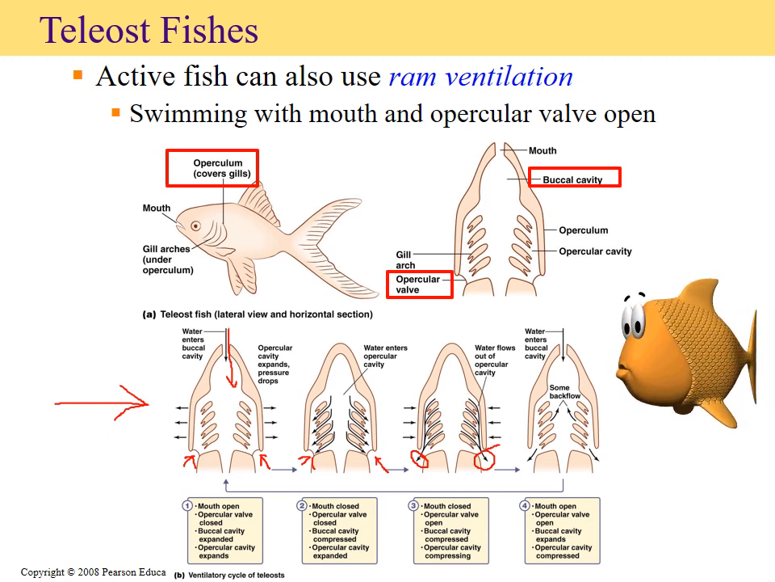Now, if you see the term ram ventilation, that usually indicates that you're looking at an organism that is utilizing respiration by keeping both the mouth and the valve open. So water can literally flow in, go through the gill pouches, and flow out of the operculum valve. Obviously, if the buccal cavity closes, then you're able to generate a pressure difference that can be utilized to cause the medium to cross over the gill pouches when the valve eventually does open.